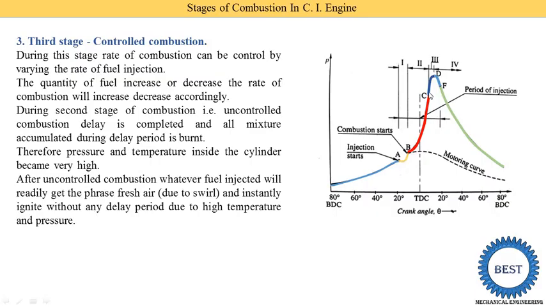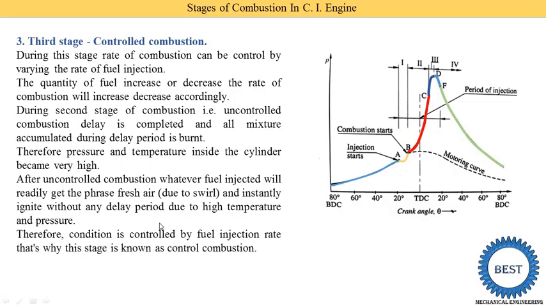This means after uncontrolled combustion, after point C, if we spray the diesel, it immediately starts combustion. It does not need any delay period, because during uncontrolled combustion there is high pressure and temperature. So during controlled combustion, the diesel we supply starts combustion directly. It does not require more time or any delay period. Therefore, combustion is controlled by the fuel injection rate. That's why this stage is known as controlled combustion.